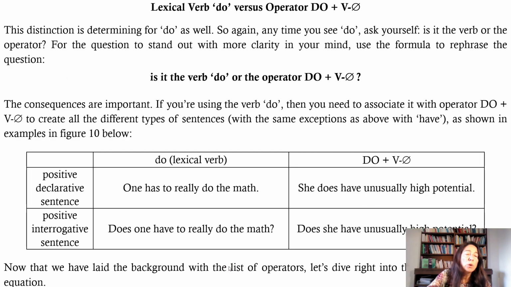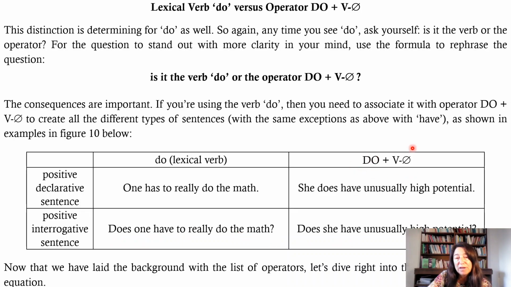And it's the same thing with do, which can be either a verb or an operator. And again, it won't be used the same way. So if it's only a verb, one has to really do the math. So we can tell that here we do not have do plus V0. Therefore, it's not the operator, it's just the verb. So we need to associate it with the operator do plus V0 to create a question in most of the different types of sentences. More details are given in the book. So you'd have, does one have to really do the math?